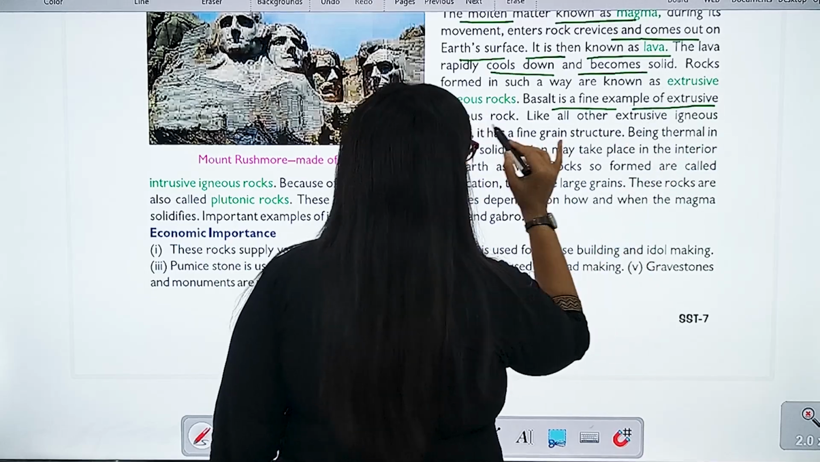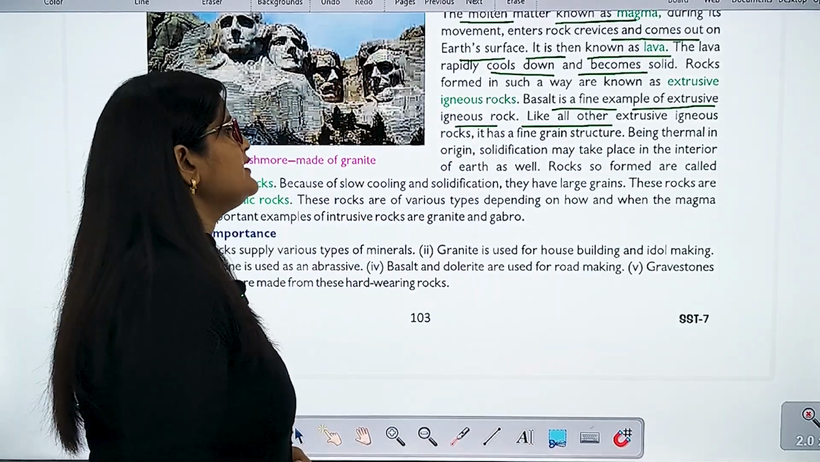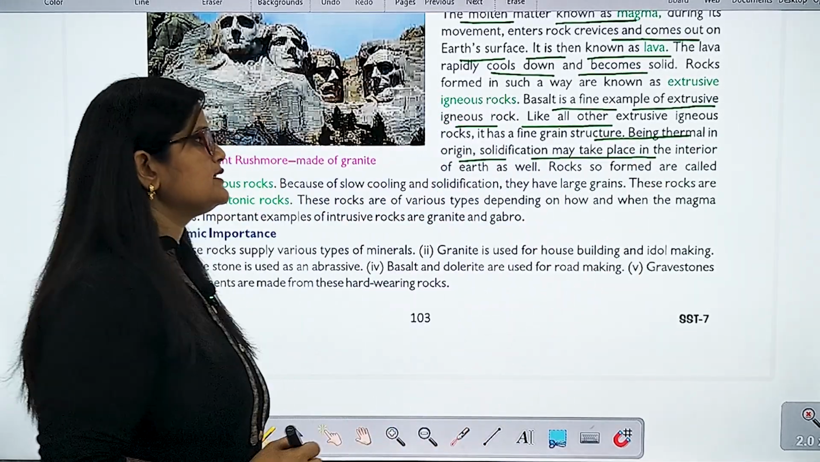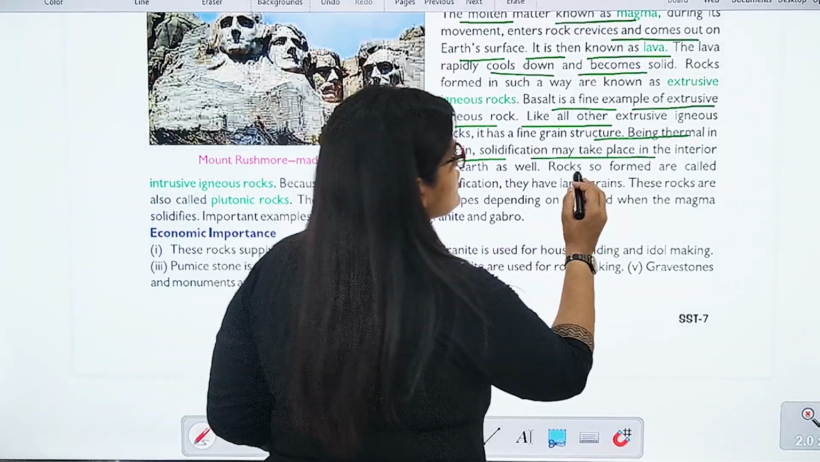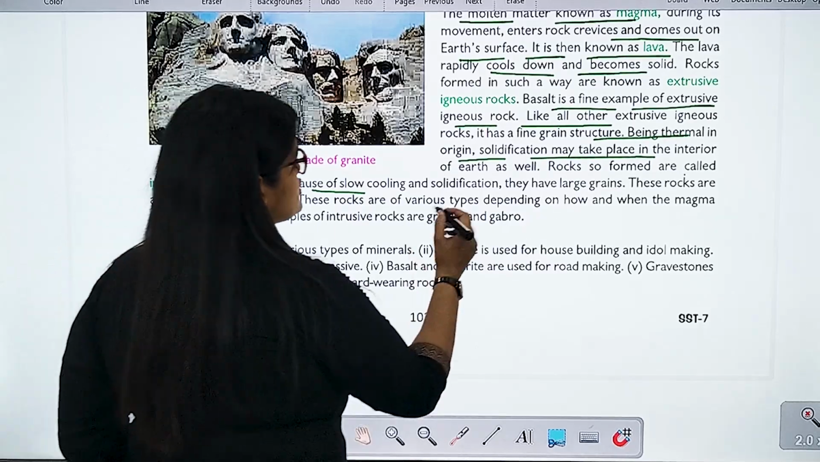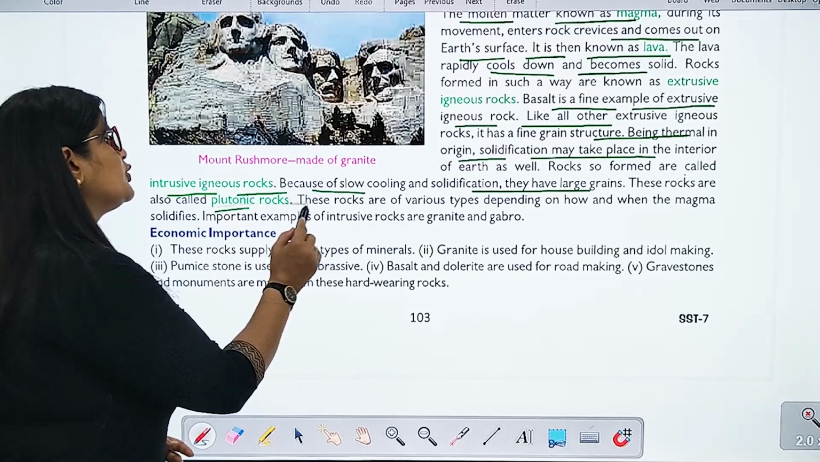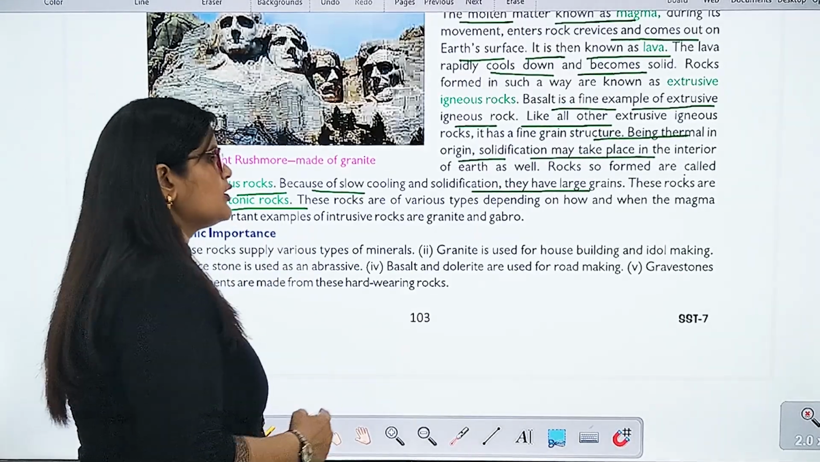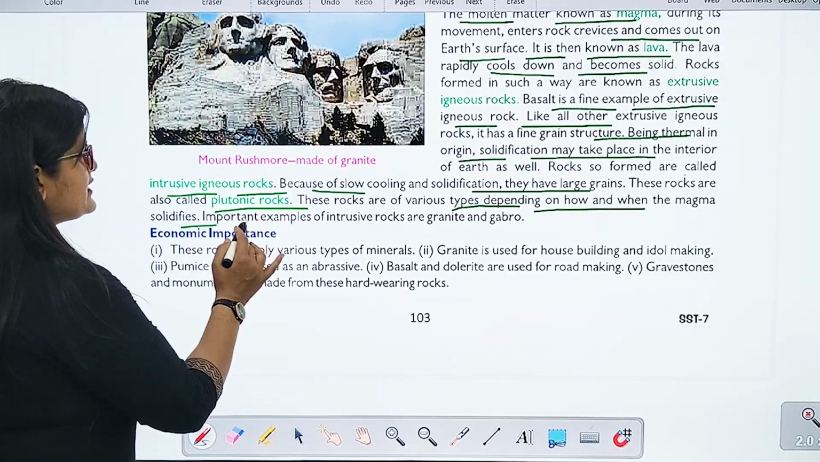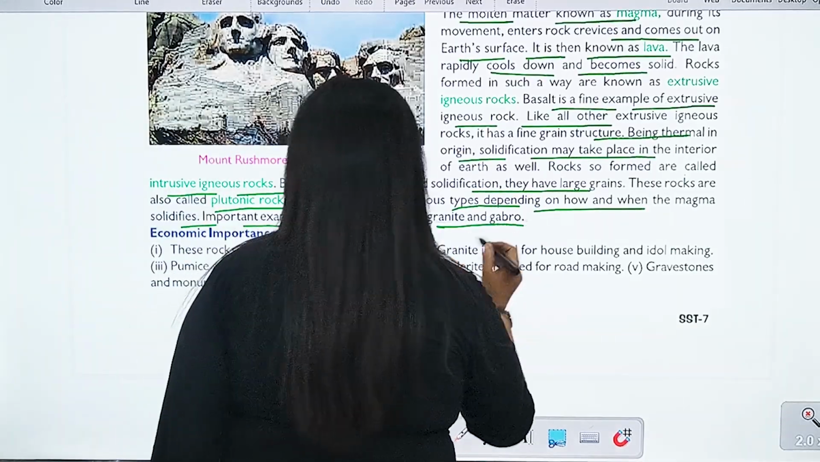Basalt is a fine example of extrusive igneous rock. Like all other extrusive igneous rock, it has fine grained structure, being thermal in origin. Solidification may take place in the interior of Earth as well. Rocks so formed are called intrusive igneous rocks. Because of slow cooling and solidification, they have large grains. So these rocks are also called plutonic rocks. These rocks are of various types depending on how and when the magma solidifies. Important examples of intrusive rocks are granite and gabbro.